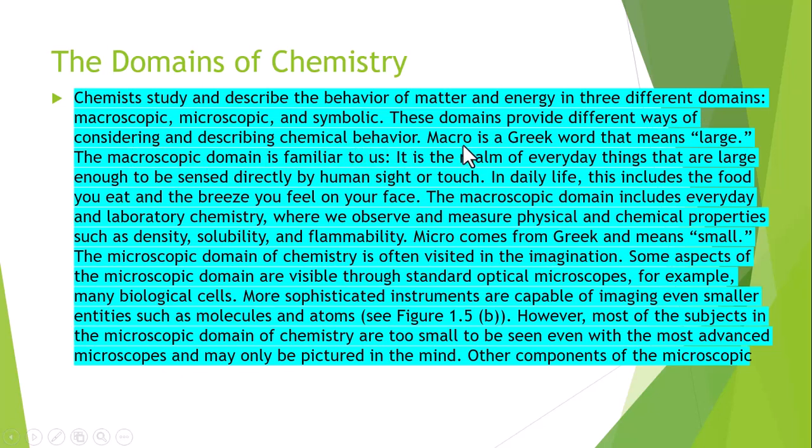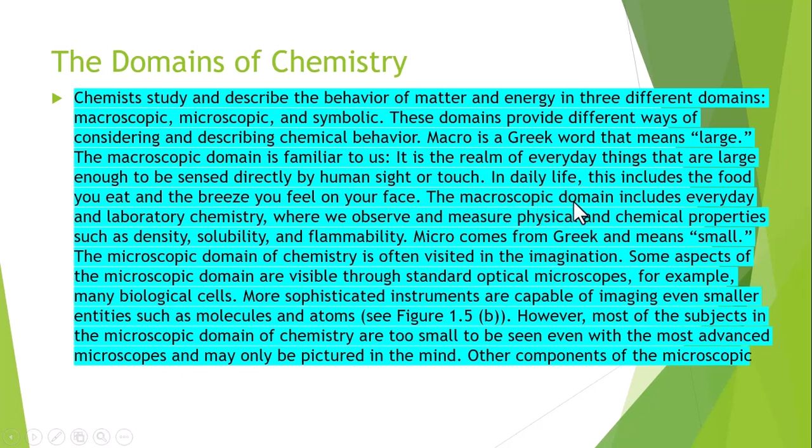Macro is a Greek word that means large. So when we say something is macro, it's large, it's something that you can see with your eyes. The macroscopic domain is familiar to us because it deals with that which we can see. It is the realm of everyday things that are large enough to be sensed directly by human sight or touch. In daily life, this includes the food you eat and the breeze you feel on your face.